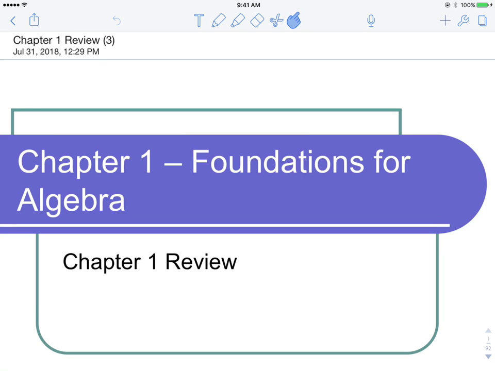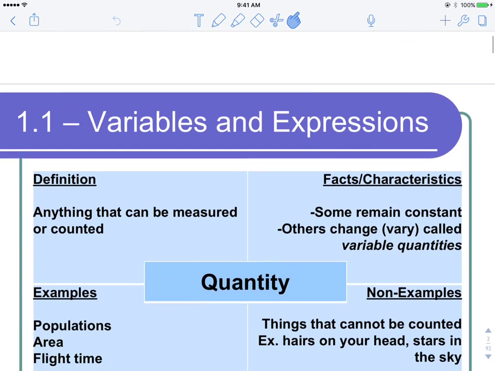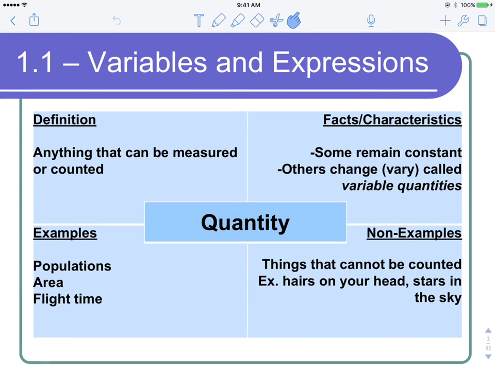Hi Algebra 1B students. Today we're going to start reviewing all of the material that we learned in Algebra 1A before we move on to the new exciting things in Algebra 1B. So the first thing we talked about in Chapter 1 were variables and expressions.